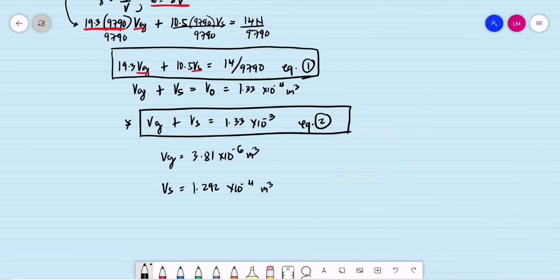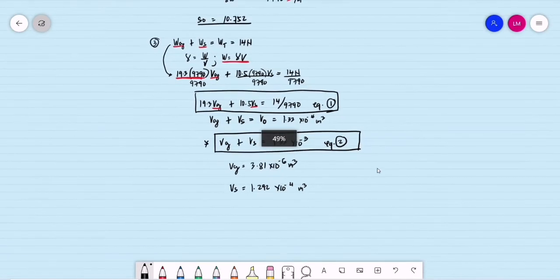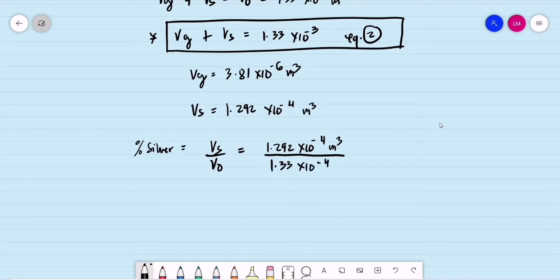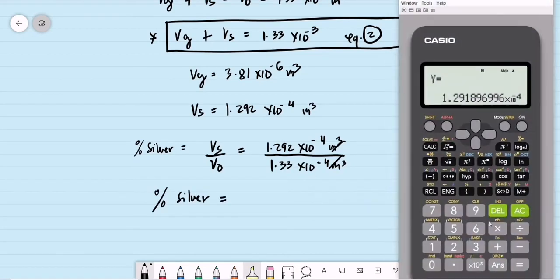Pero ano ba yung pinaka-required sa question number 3? Yung question number 3, ang pinaka-required dito is yung percentage daw ng silver. So let's say this is percent silver equal yun sa volume ng silver divided by the total volume of the object. So this is 1.292 times 10 raised to negative 4 cubic meter, divided by ano yung total volume ng crown? The total volume of the crown is 1.33 times 10 raised to negative 4 cubic meter. So this is now yung percentage or yung fraction ng silver.